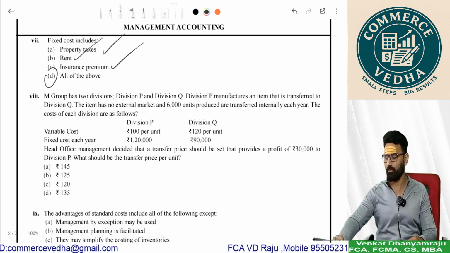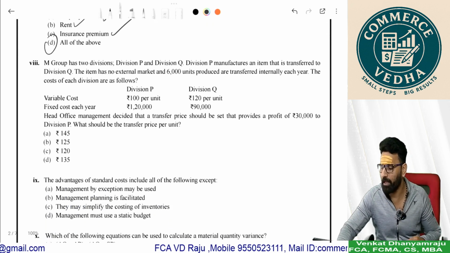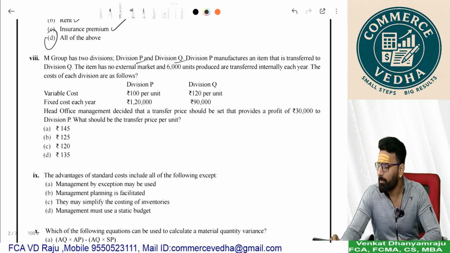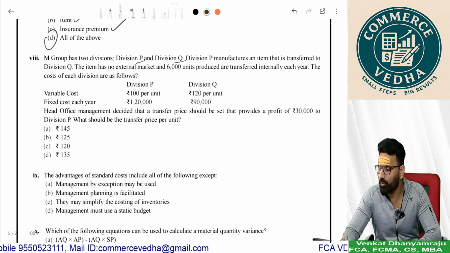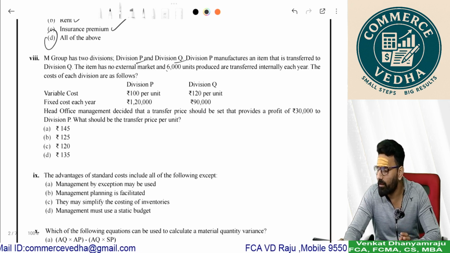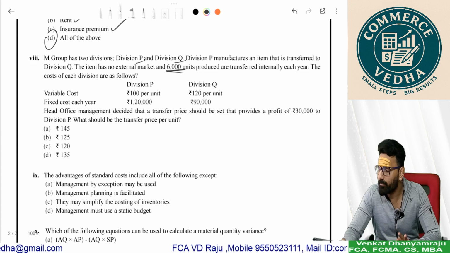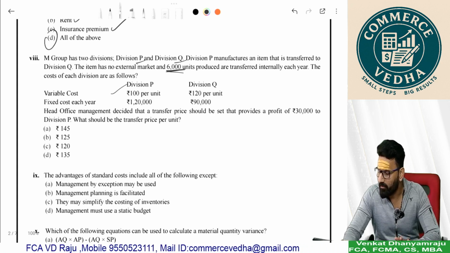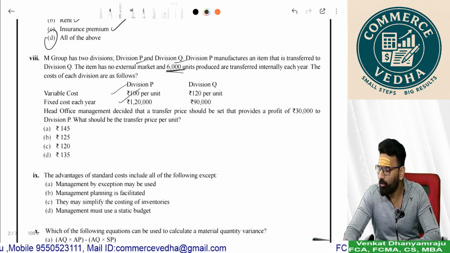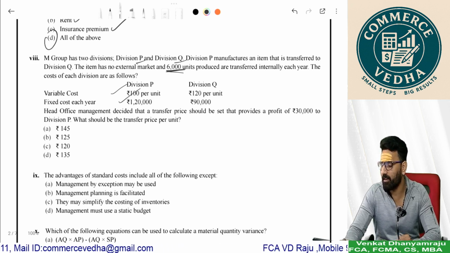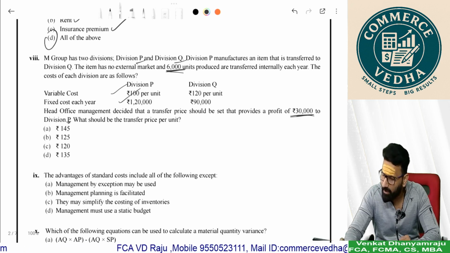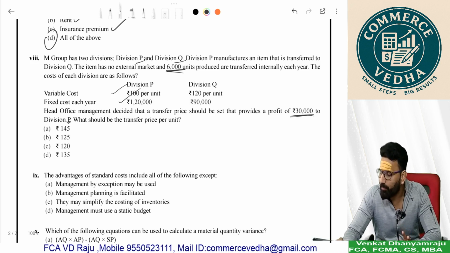Next question. Guys, you need to think very quick in the exam. See here, P and Q, two divisions. P manufactures an item and transferred to Q. No external market, so all 6,000 units sent to Q. Variable cost is given, fixed cost is given. Because I'm only looking at P, because head of the management decided the transfer price should be set to provide a profit of 30,000 to P. So let us see P. P wants a profit of 30.